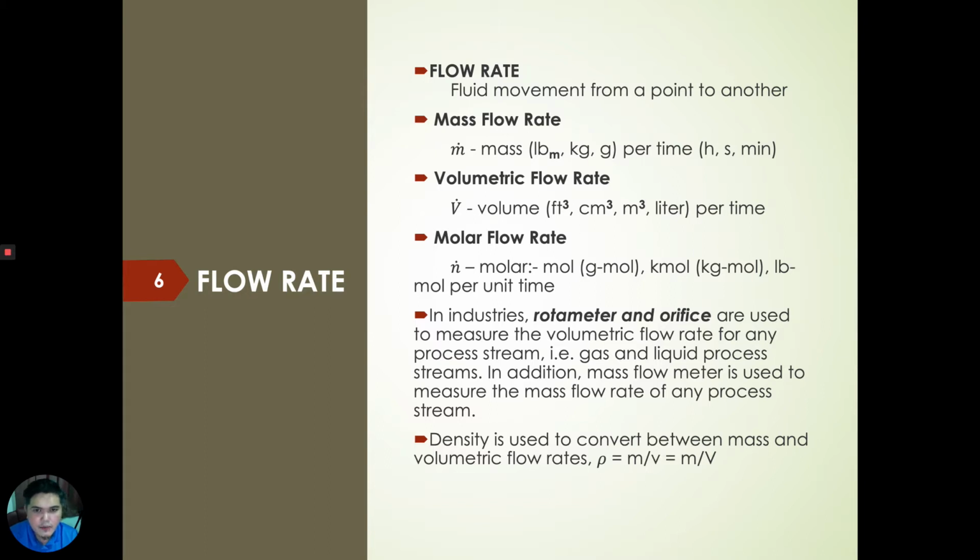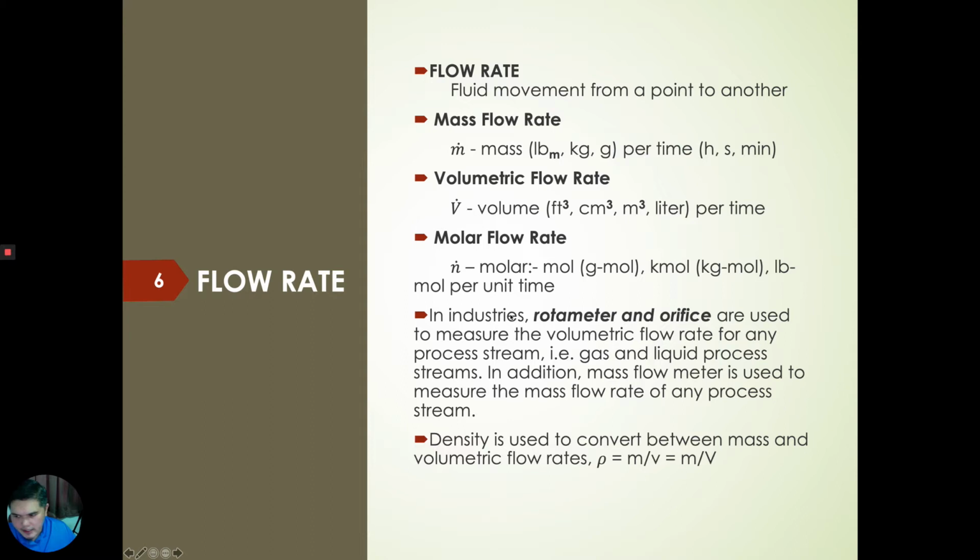Okay, usually we denote it as m dot here, and it can be in terms of mass per time, which can be pound mass, kilogram, gram per hour, per second, per minute. We can also have volumetric flow rate, which is V dot. It can be volume, in feet cubed, centimeter cubed, meter cubed, liter per unit time. And we have molar flow rate, denoted as n dot. The molar flow rate can be mole, gram per mole, kilomole, pound per mole per unit time.